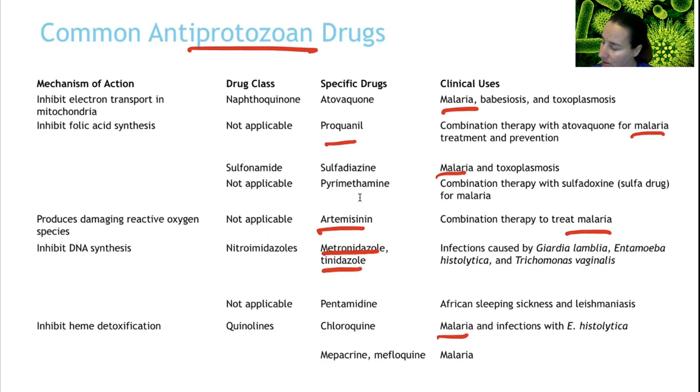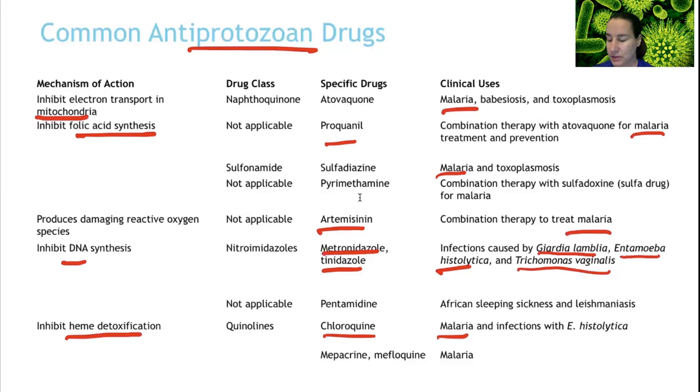Metronidazole and tinidazole are going to treat Giardia, which I was telling you about, that you can get from drinking contaminated water, as well as trich, which is the only protist-caused STI, and they can also treat Entamoeba histolytica. So lots of different anti-protozoan drugs. Some of them are going to inhibit the mitochondria. Some of them are going to inhibit metabolism, like folic acid synthesis. Some of them will inhibit DNA, and the chloroquines are going to inhibit hemoglobin detoxification. So multiple drugs can treat the protists.